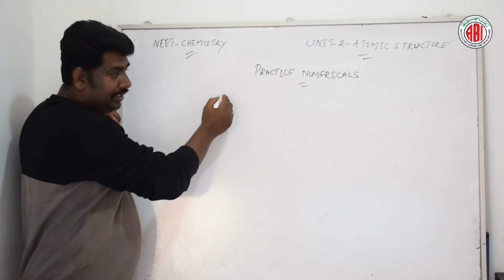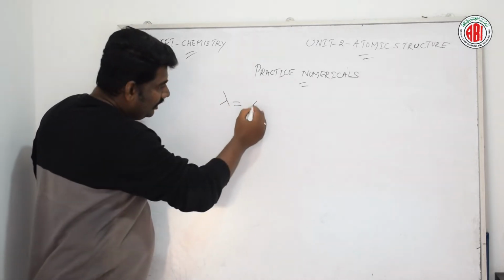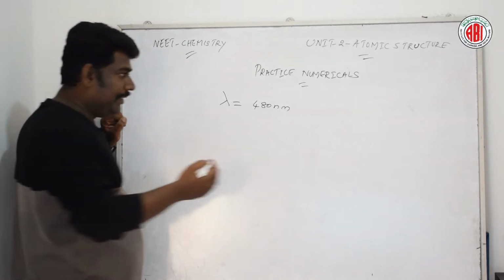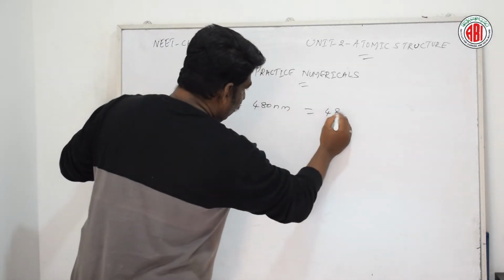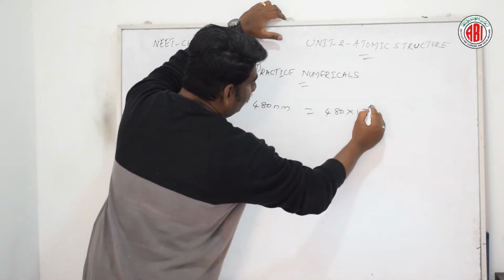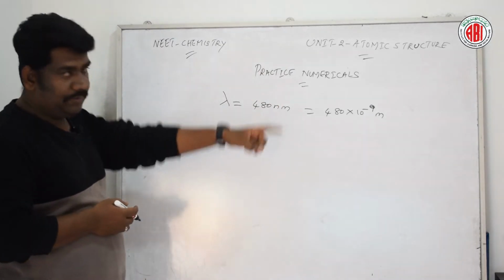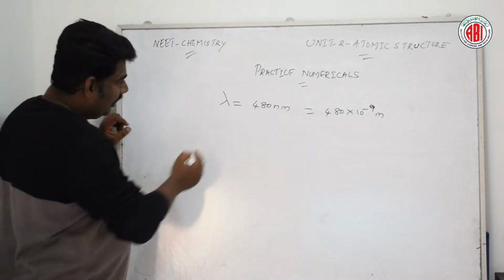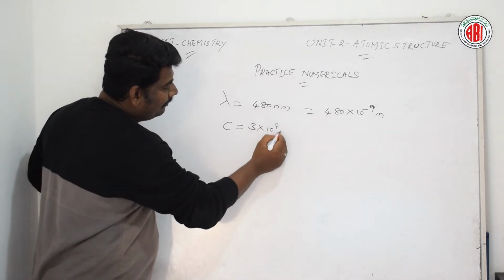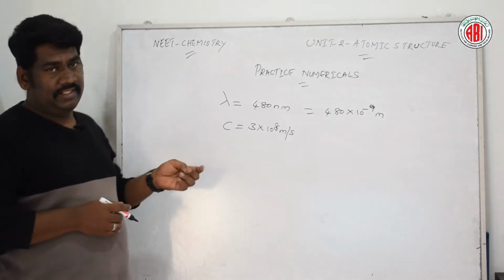In this question, we can see that the wavelength lambda value is 480 nanometer. That could be written in meter, that is nothing but 480 into 10 to the power of minus 9 meter, because 1 nanometer is equal to 10 to the power of minus 9 meter. And C value is 3 into 10 to the power of 8 meter per second, that is the speed of light.